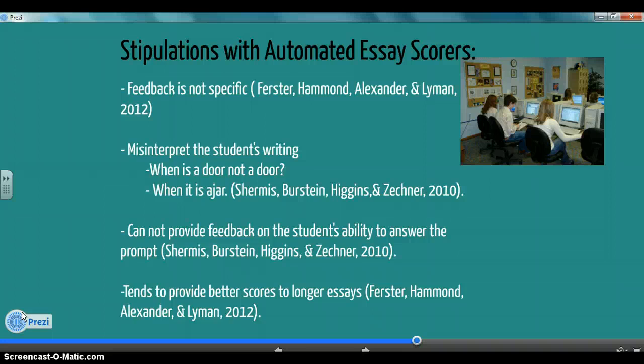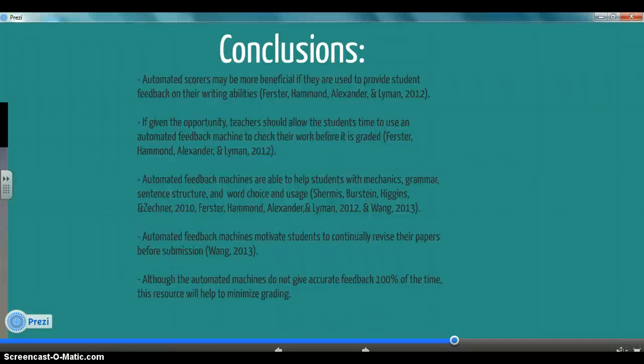But if the student wrote when it is a jar, the computer would not be able to pick up on this. The automated essay scorer cannot provide feedback on the student's ability to answer the prompt. In addition, students are awarded higher scores if their essays are longer. I would now like everyone to begin working on activity number 3.